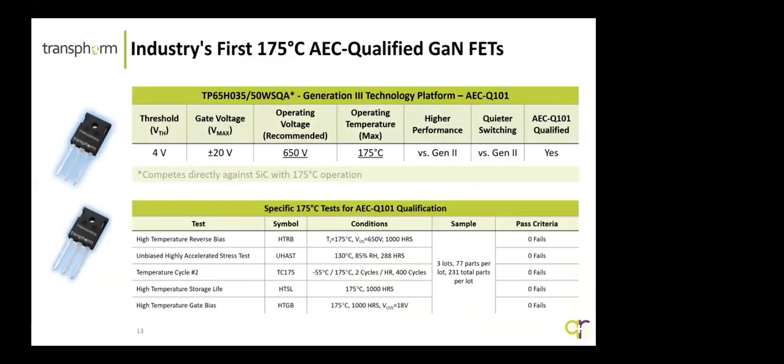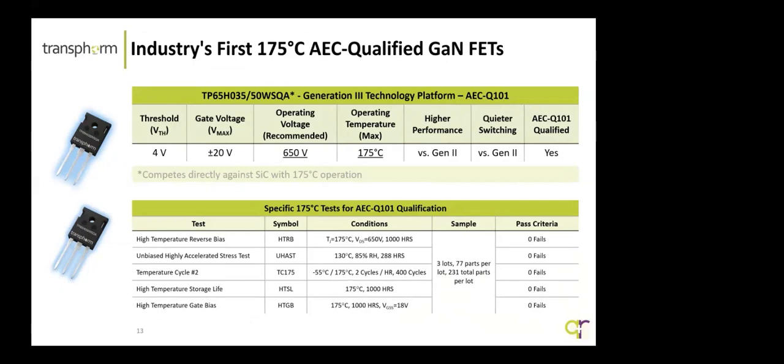So we're able to exceed the goal with respect to efficiency using these topologies with our Gen 2 GaN. But what we have now is we actually have released our Gen 3 technology. Our Gen 2 automotive qualified device was rated at 150 degrees C. Our Gen 3, whether it's our 35 milliohm or our 50 milliohm, is now rated at 175 degrees C. So this gives you additional headroom, and it's rated at 650 volts at 175 degrees C.